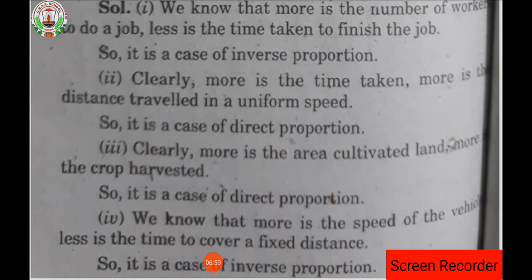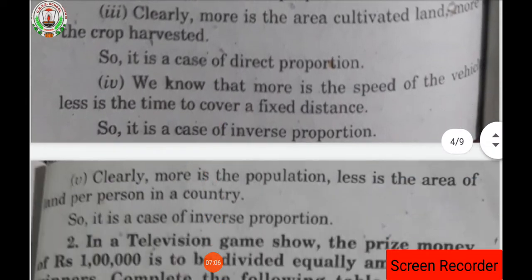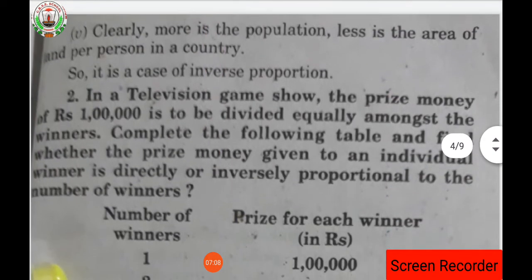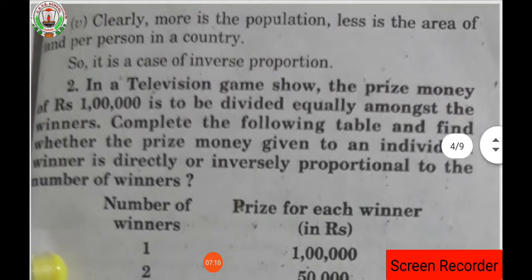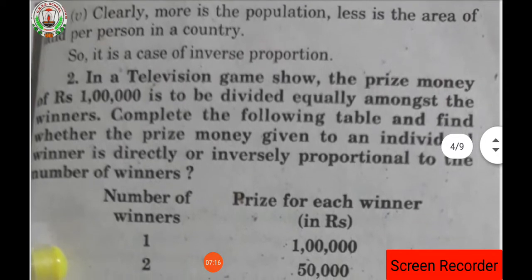In the same way, the fourth part is: we know that the more the speed of the vehicle, the less the time. One is increasing, another one is decreasing. More the speed and less the time. That means x is increasing, y is decreasing, isn't it? So it is the condition of inverse proportion. Now in the fifth part, clearly the more the population, the less the area. Okay, so here again inverse proportion takes place.